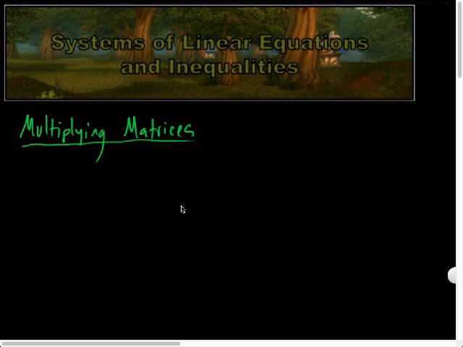How wonderful is that? Yesterday we talked about addition and subtraction of matrices, and we realized that in order to do that, they had to be the same size. And the size of the matrix was the number of rows the matrix had by the number of columns that the matrix had, right? And in order to add, we just added their corresponding elements.